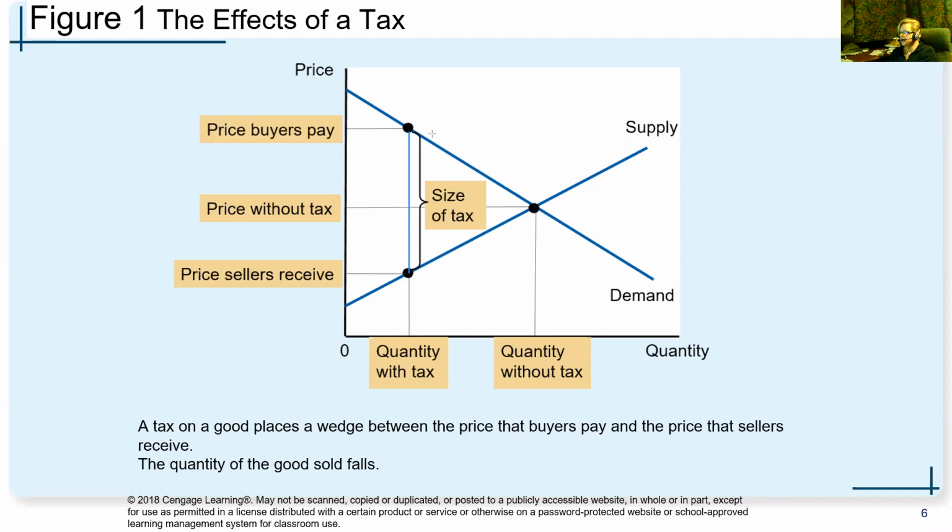The main thing to look at here is notice that the quantity with the tax is substantially lower than the quantity without the tax. So what we're going to say is that once you impose a tax wedge, the market is no longer efficient by economic standards.